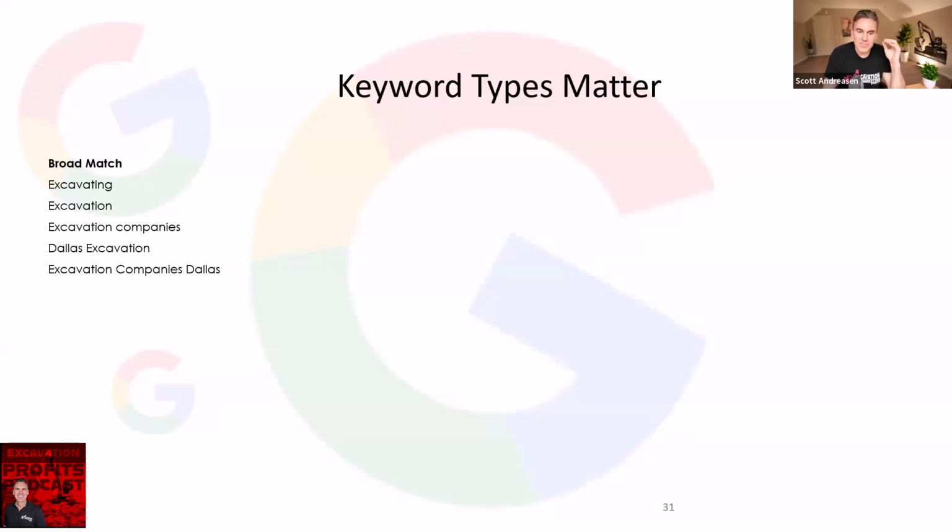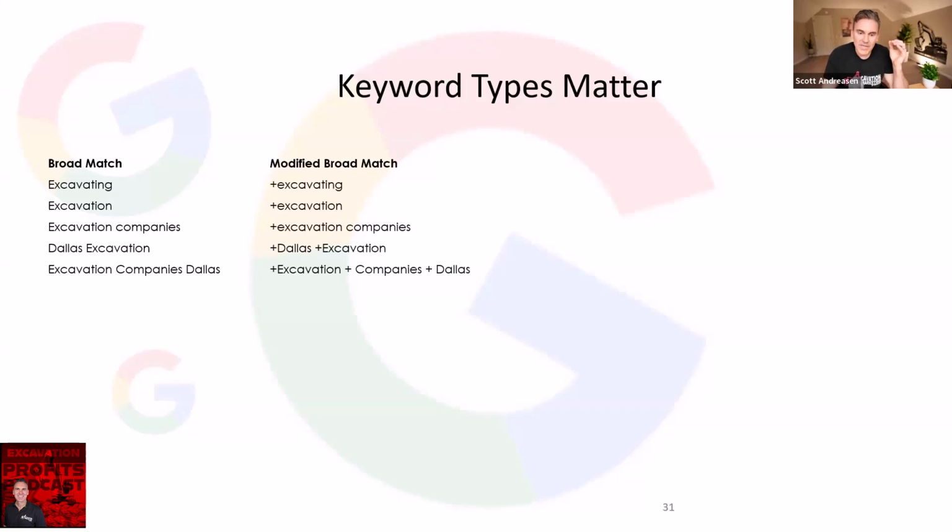They could type in, what does an excavation company do? Or what do I need to do to get a job at an excavation company? How much do excavation companies make? Any of those would trigger your ad. That's how that works. That's broad match. That's the loosest you can go. If you want the most traffic, including junk traffic, go with the broad match.